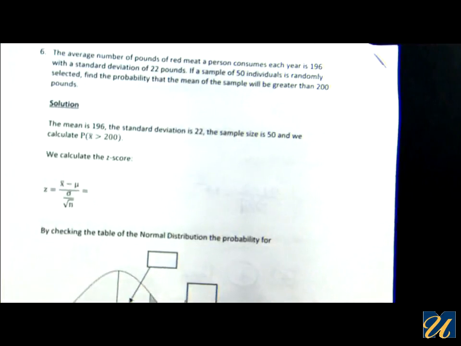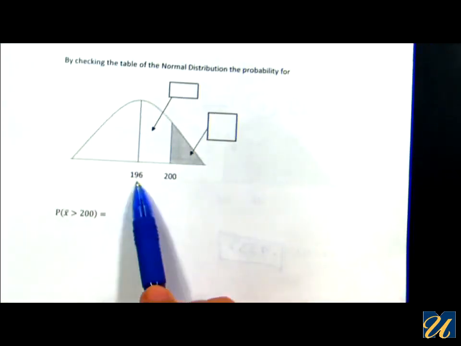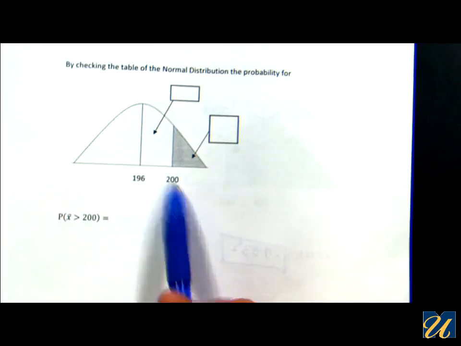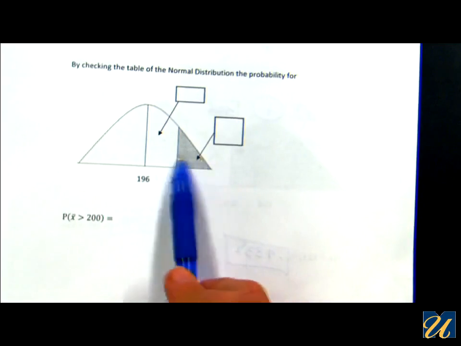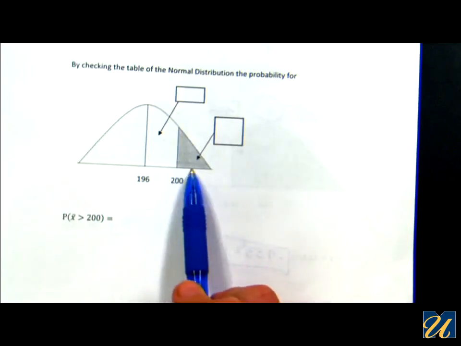Problem number 6. The average number of pounds of red meat a person consumes each year is 196. Sigma is equal to 22. N is equal to 50. Find the probability that the mean of the sample will be greater than 200 pounds. So you draw the normal curve. Mu x bar is 196, the same as mu. 200 to the right, greater than 200. I'm looking for the area to the right of 200. That means I'm looking for a right tail.